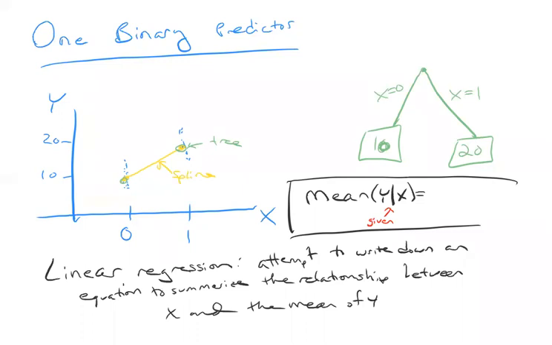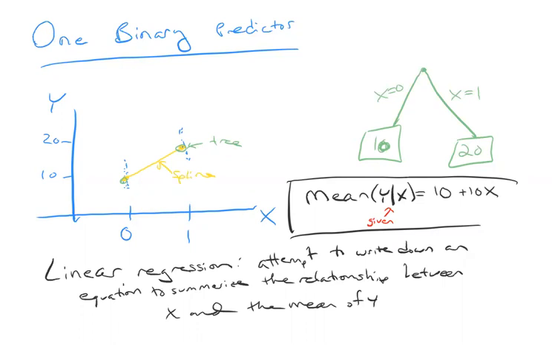Okay, so when X is equal to 0, I hope that I get a 10. And when X is equal to 1, well, then I want to get a 20. So I want to get 10 more than I have here. Okay. And I claim that that equation works.